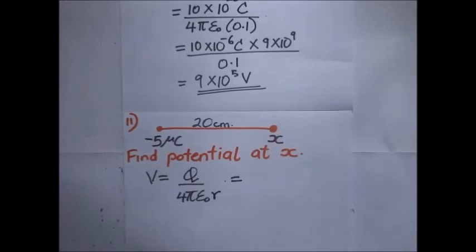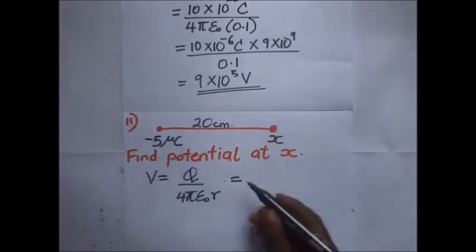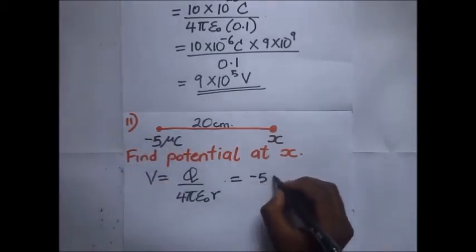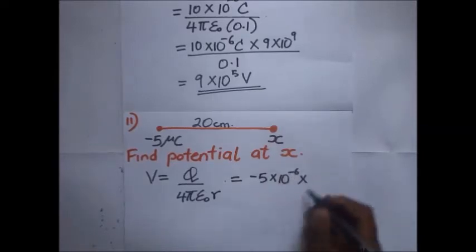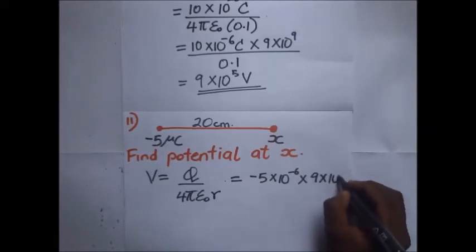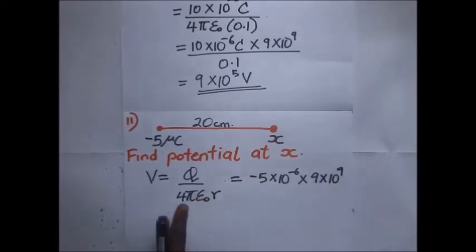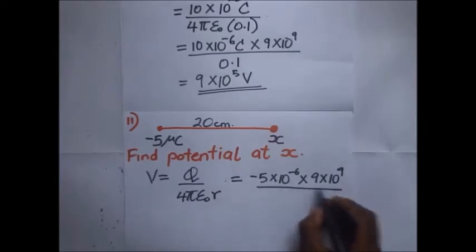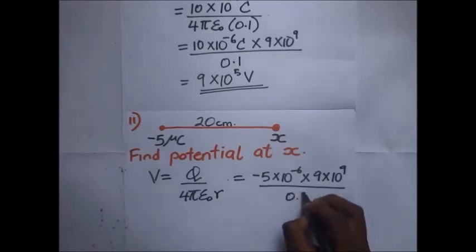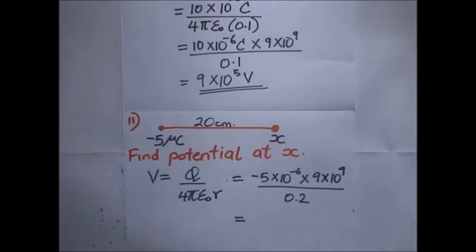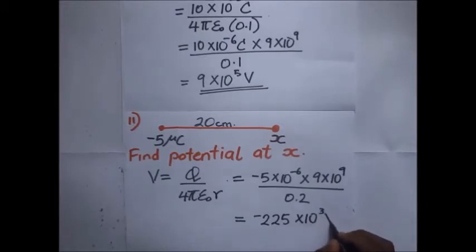the Q, our value of Q is going to be the charge here, which is negative 5 times 10 to the power negative 6 coulombs. Multiply that by the constant, which is 9 times 10 to the power 9. That is 1 over 4 pi epsilon naught. Divide that by R. Our separation is 20 centimeters. Converting that to meters is going to give us 0.2. And our answer there will be negative 225 times 10 to the power 3 volts.